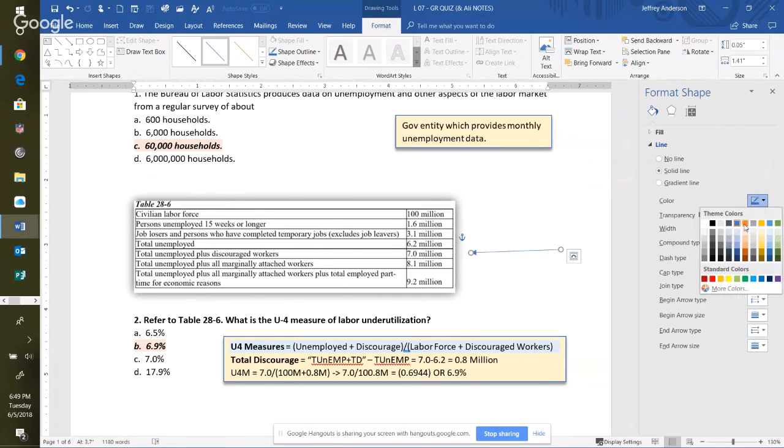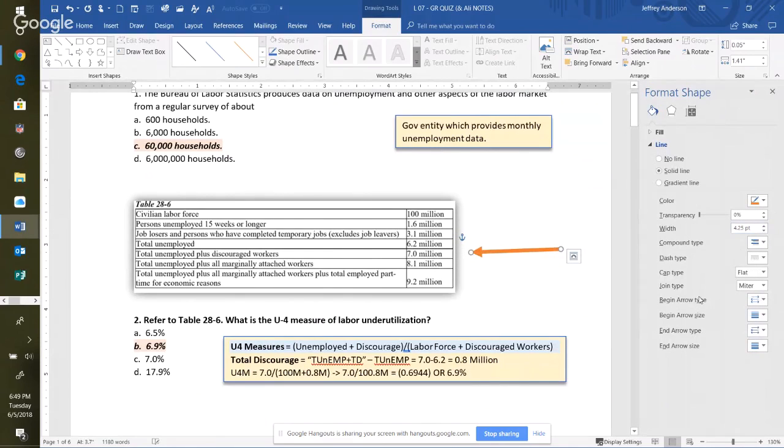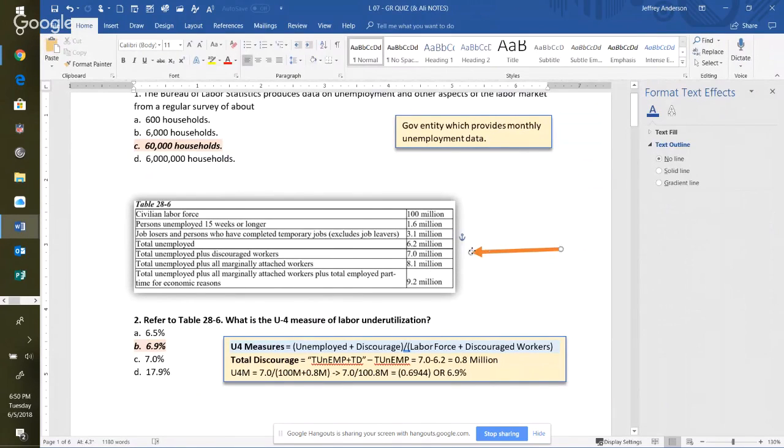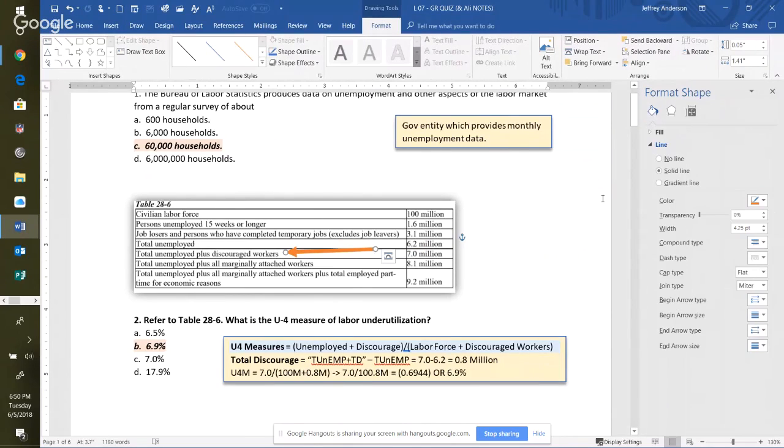I'll make him orange and really fat. There. Okay, so right here, it gives us the combined number. Oh, I see. Gotcha. So the unemployed plus discouraged is the one number that they give us. Yeah, and so they don't give us just a discouraged group. Right. And so we have to calculate what is the discouraged group.